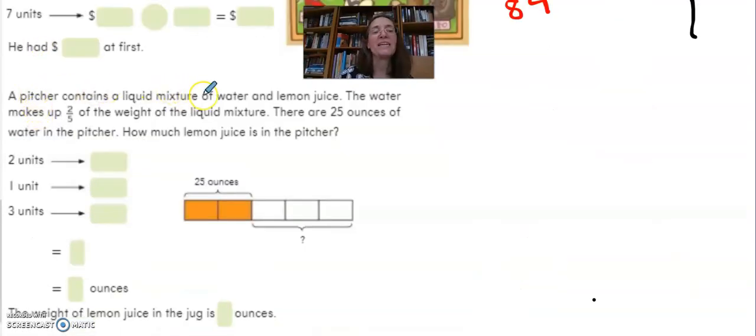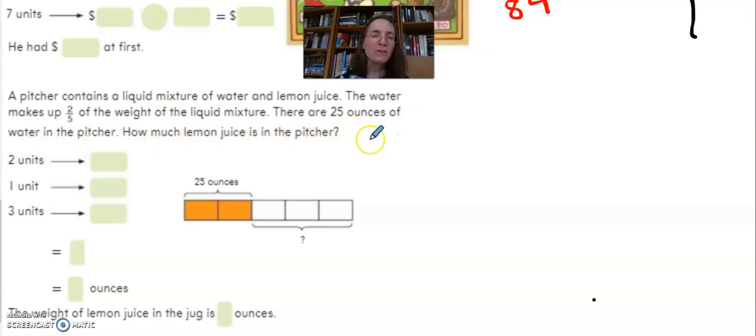A pitcher contains a liquid mixture of water and lemon juice. The water makes up 2/5 of the weight of the liquid mixture. There are 25 ounces of water in the pitcher. How much lemon juice is in the pitcher?